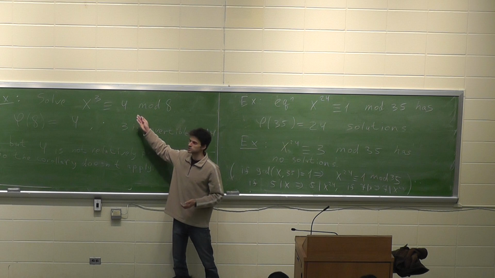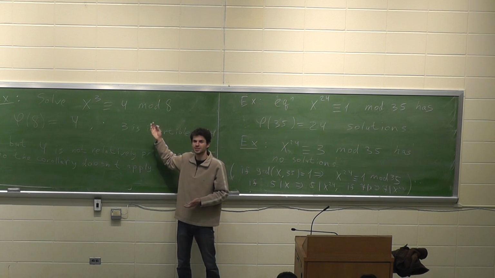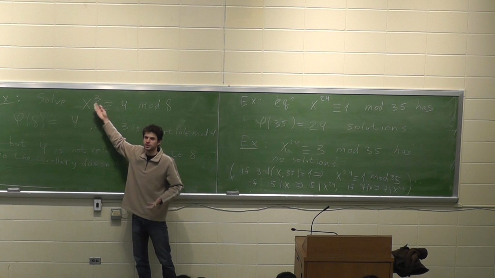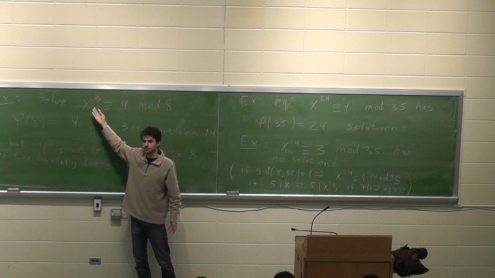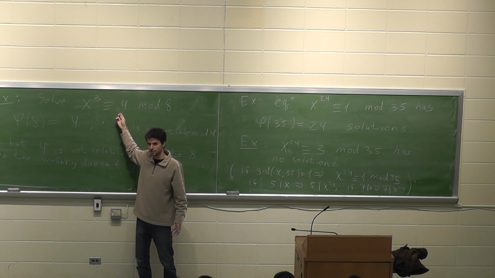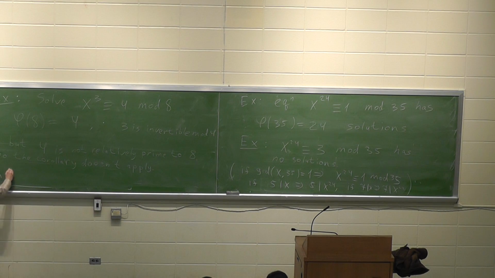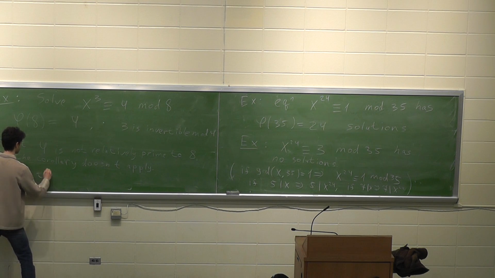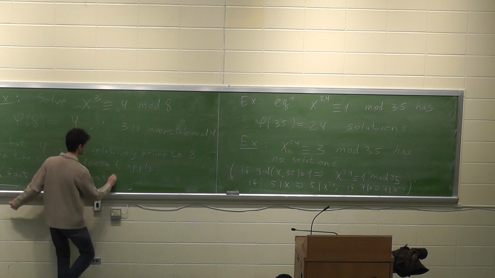that x cubed is 4 plus some multiple of 8. It means that x cubed is at least even. But if x cubed is even, x is even. But then x cubed is actually divisible by 8. So it can never be 4 modulo 8. In fact, this equation has no solutions.